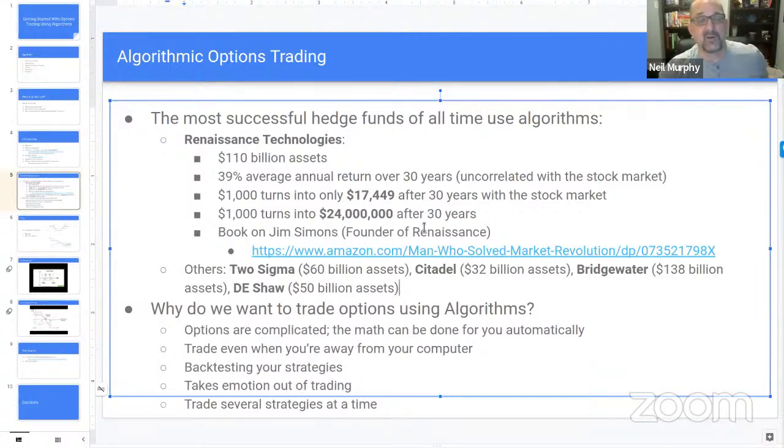Yeah, you can trade while you're away from your computer, which is a huge advantage, right? I mean, who wants to sit in front of a computer in this day and age and just stare at the screen waiting for a signal to trade? And imagine you sat there all day and you didn't get a signal.